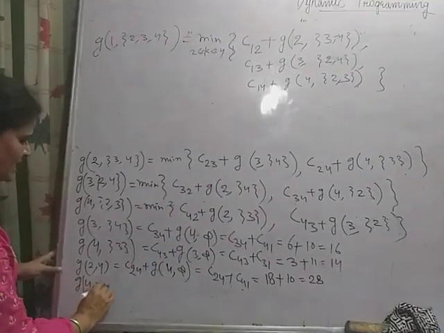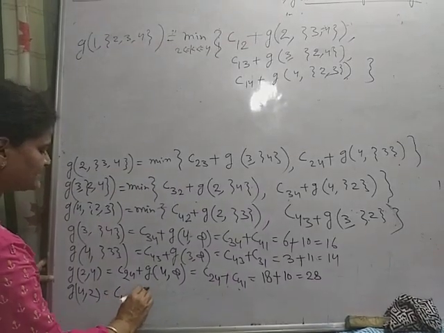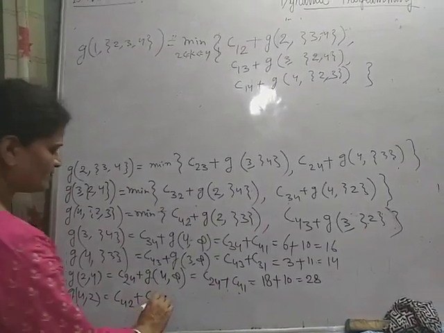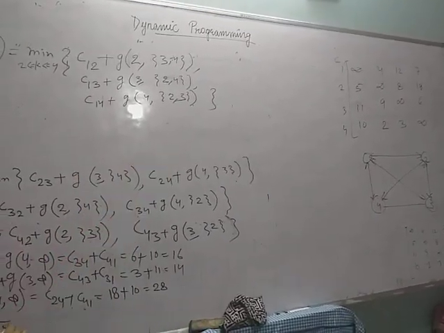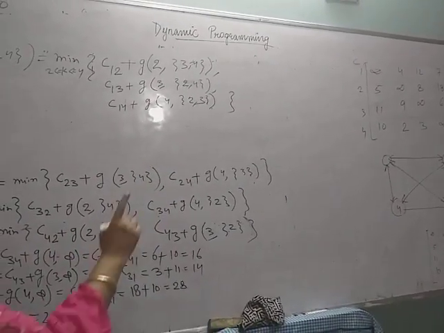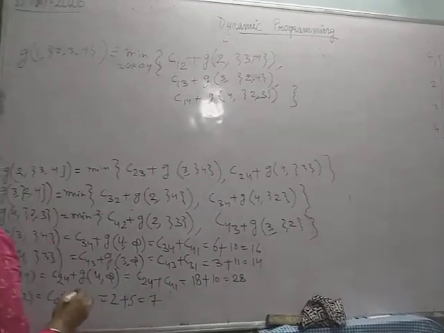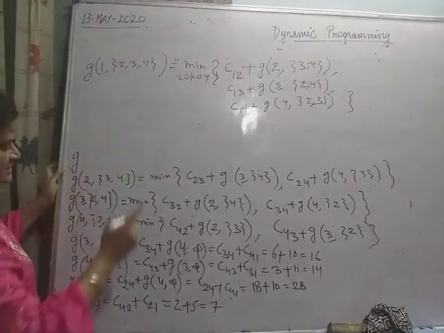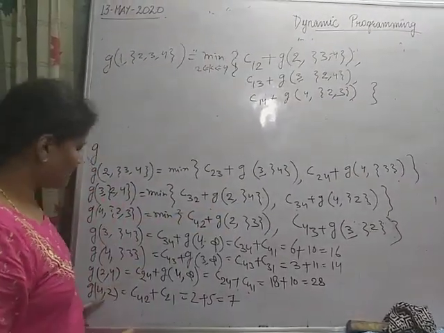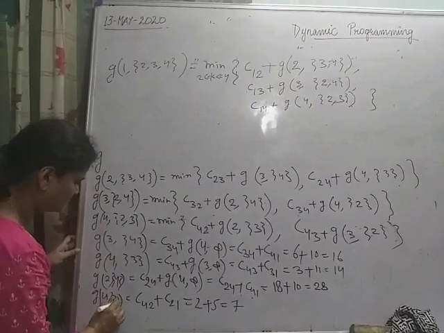G42. Now I am directly computing. G42 is C42 plus C21. So C42 is 2 plus 2 1. 2 1 is 5. 2 plus 5 is 7. Okay. Next I am computing here. Say G what? G42 भी हो गया. G42 here you write in this way. 2 4, 4 2. This is a set.